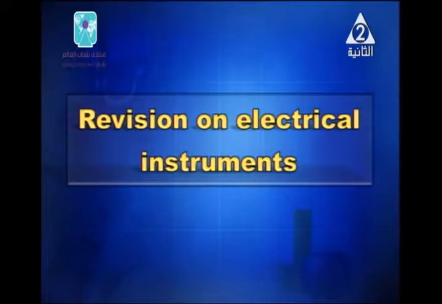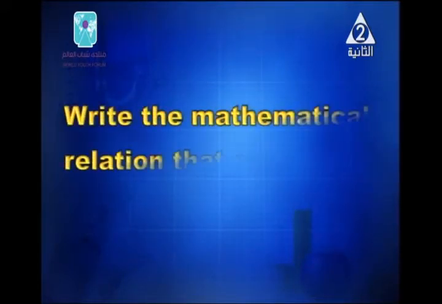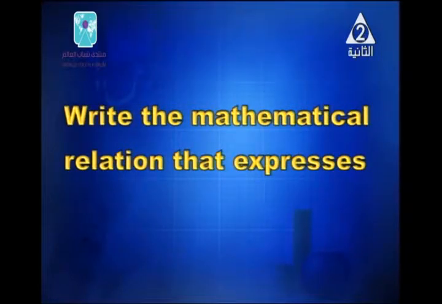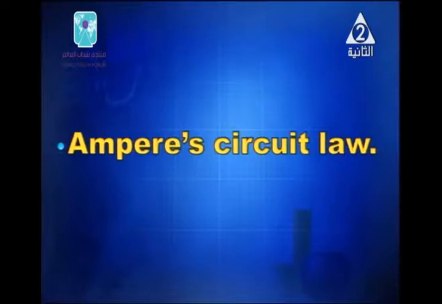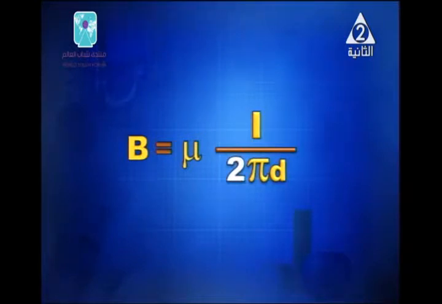Revision on electrical instruments. The first question is we want you to write the mathematical relation that expresses Ampere's circuit law. Okay, it's all easy for you. What about the relation that expresses Ampere's circuit law? Yes, B equals mu I over 2 pi d. Let me say it again. B equals mu I over 2 pi d.